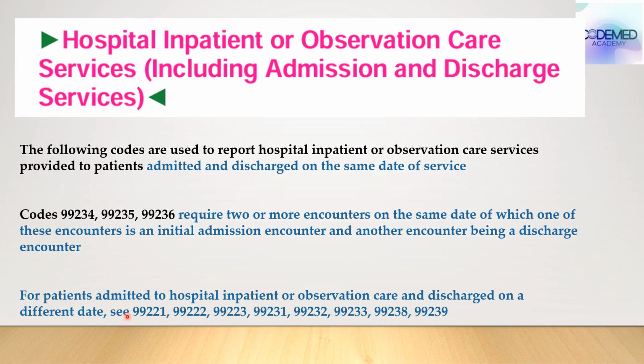So for example, the patient was admitted into the observation status, and his condition then became normal, and he is absolutely fine, and the doctor decides okay, now there is no need to keep him in the hospital, the doctor discharges the patient. So he came in the morning, he was admitted, by evening or afternoon he was discharged. So the same day both things happened, he was admitted and he was discharged. So for that we are using this code.